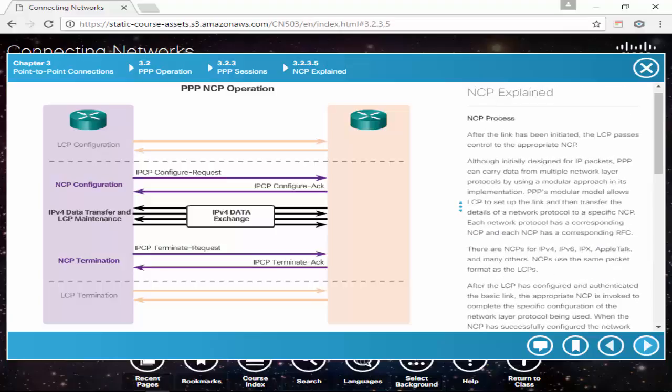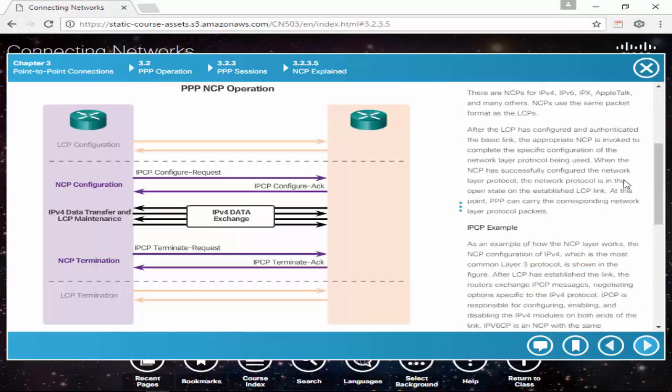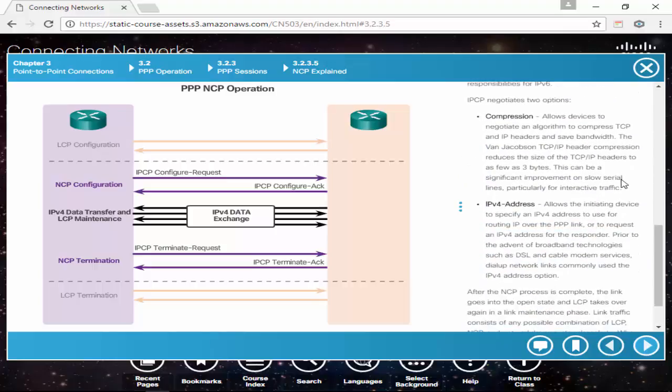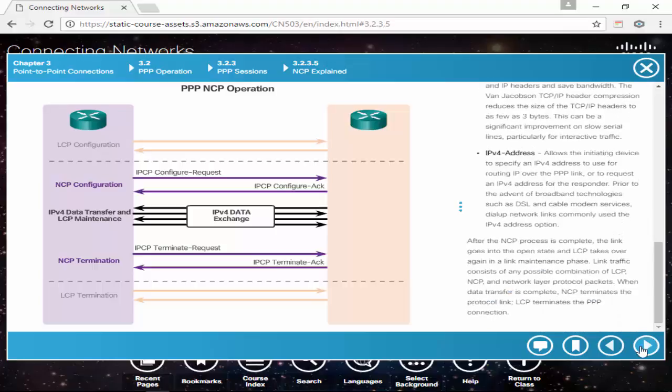The NCP process. What do we want to talk about? Okay. So IPCP, if we do a show on these, anything that's CP, we know that's NCP. So if we see some CPs, we know that our LCP was successful in bringing the link up and it's handed off to the NCP. And so apparently IPCP negotiates two options, allows devices to negotiate an algorithm to compress TCP and IP headers and save bandwidth. Okay, great. And it gives us addressing.